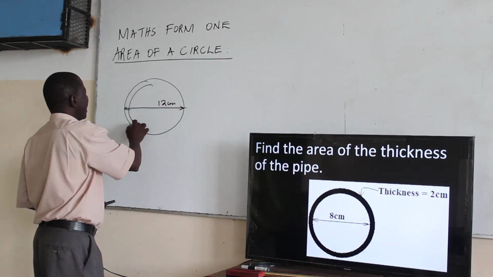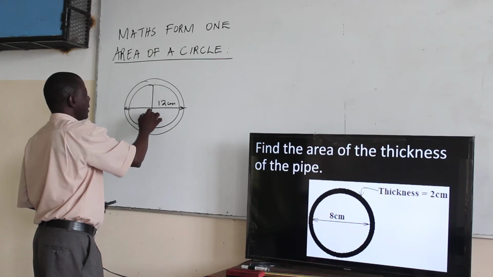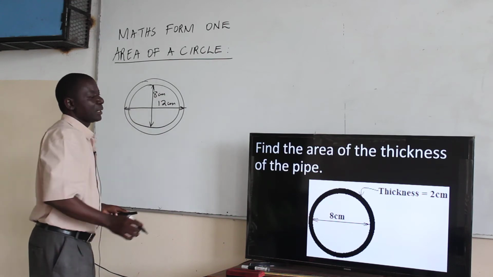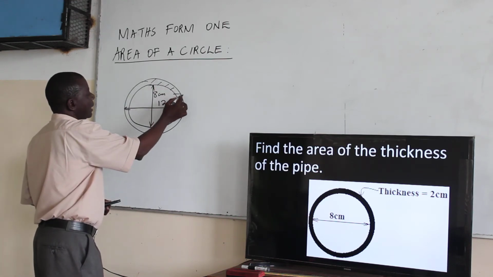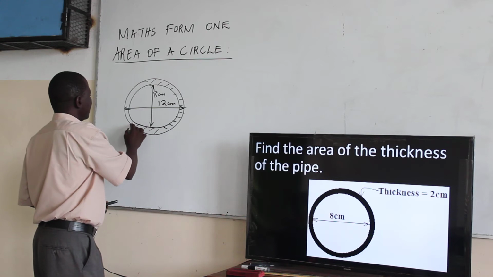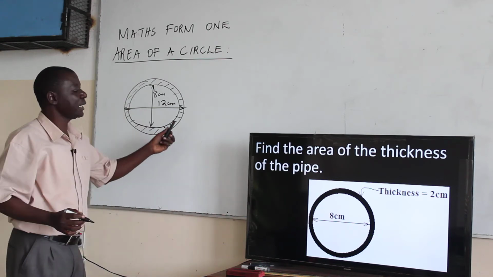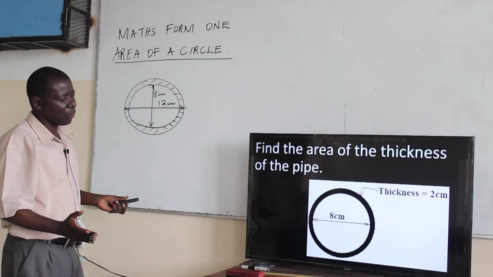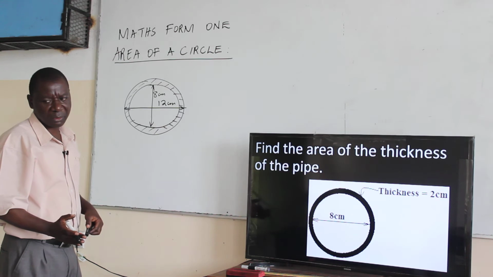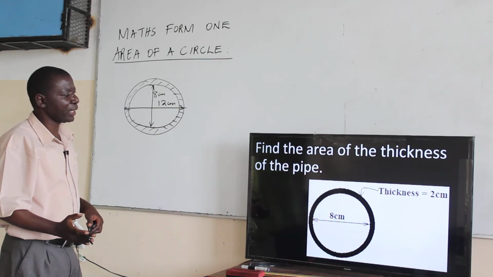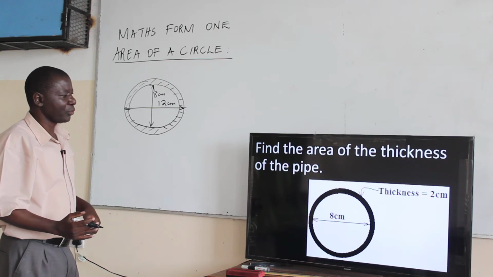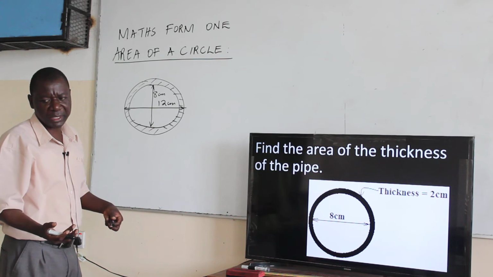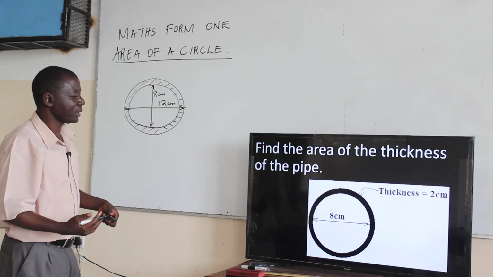The inner diameter is having a length of 8 centimeters. And we want to find the area of the thickness of that pipe. So we can get the area of the outer circle first, and then we find the area of the inner circle, and we subtract. Whichever way, we can also find the area of the inner circle, then find the area of the outer circle, and then we subtract.